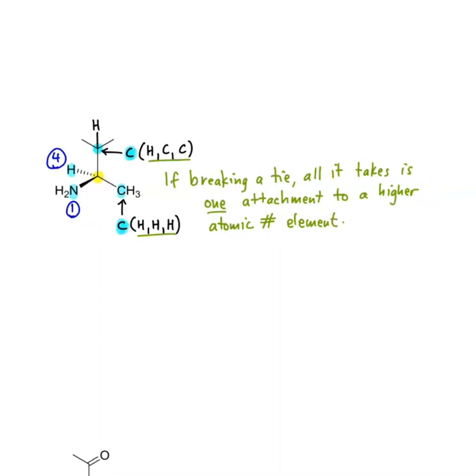Okay, so in the carbon up above, it's attached to carbon, but the carbon down below is only attached to hydrogen. So that makes the carbon up above a higher priority. So this is going to be 2, and this one will be 3.